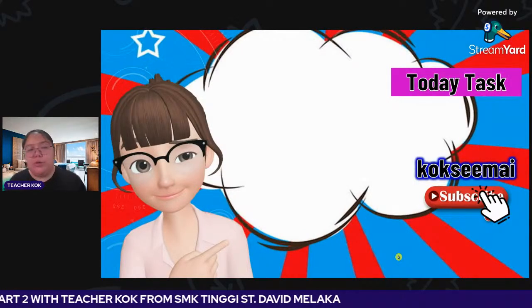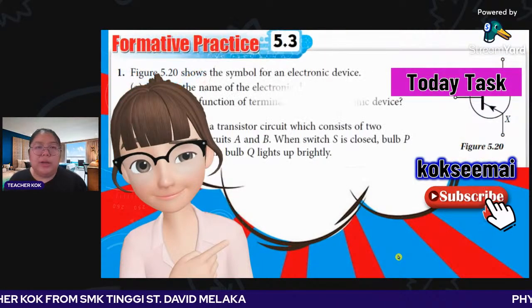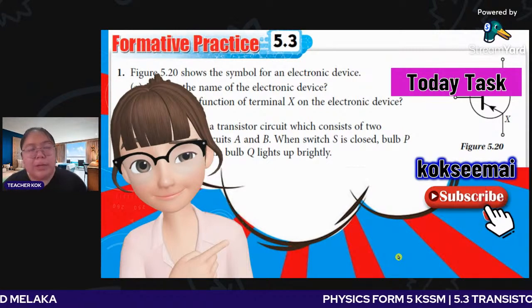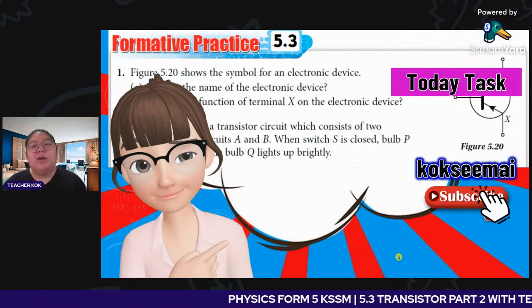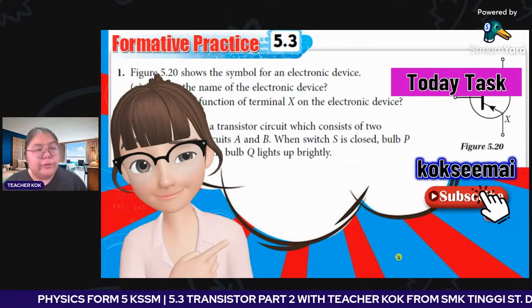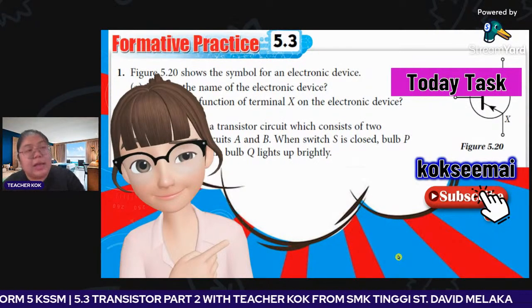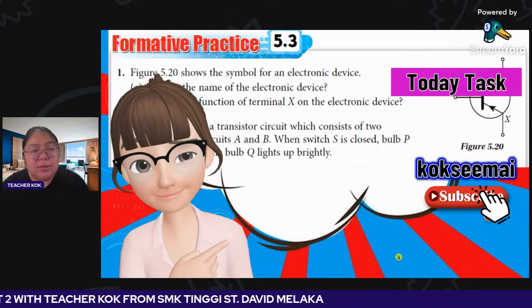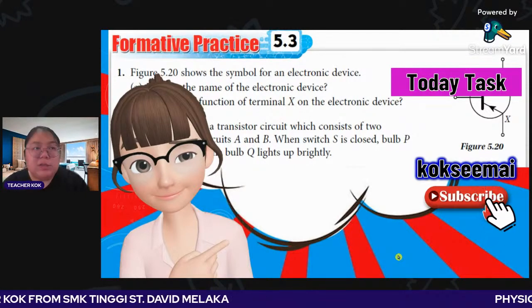Okay, today what you need to do: help me to finish your formative practice 5.3. Copy the question and answer it. The second one, you need to fill in your Google Form for today's attendance and also your PBD marks. Inside there are 10 questions about the transistor.